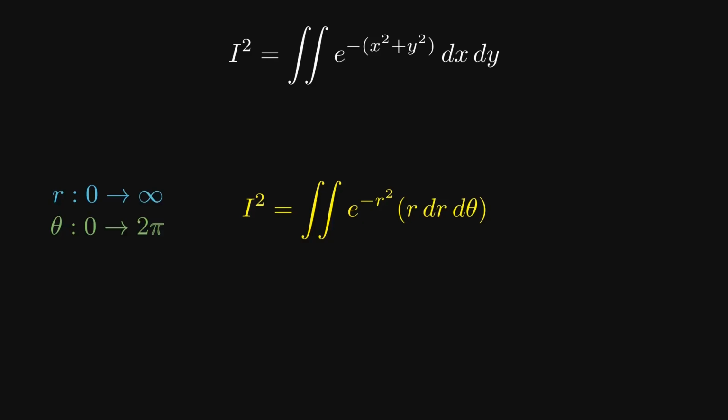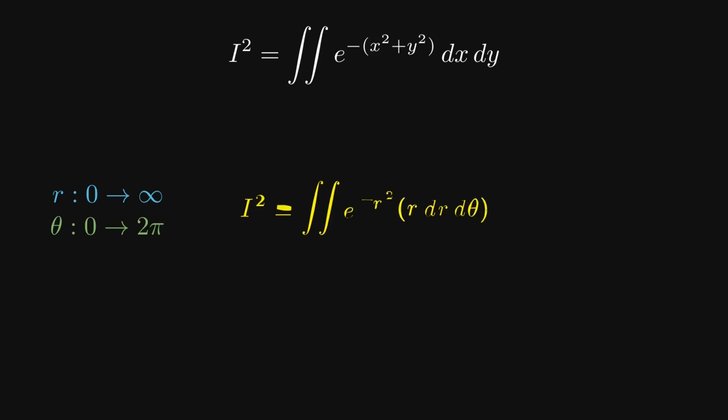Now here's the beautiful part. We need to figure out the limits of integration. Since we're integrating over the entire xy plane, in polar coordinates that means r goes from 0 to infinity, because r is always non-negative and we want all distances from the origin. And theta goes from 0 to 2 pi because that covers all possible angles, a complete rotation around the origin.